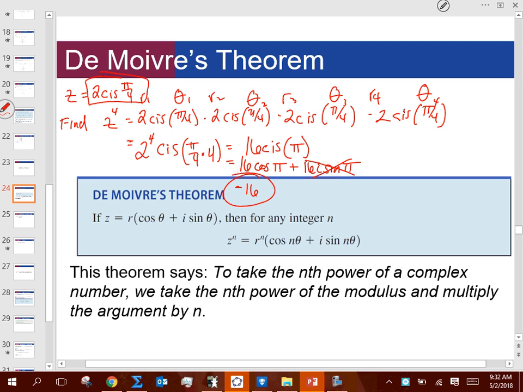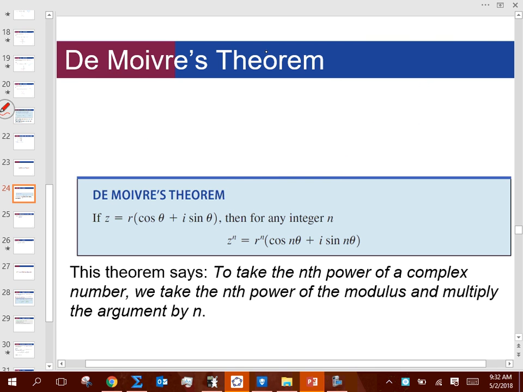Does that make sense? So De Moivre says if you're going to raise a complex number to some power, if I'm going to take r cis theta and raise that to the nth power, because of the multiplication rule, it just simply turns into r raised to the nth cis n theta. That's all we have to do.